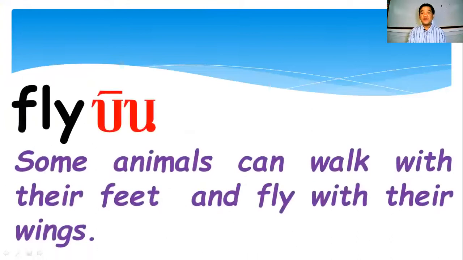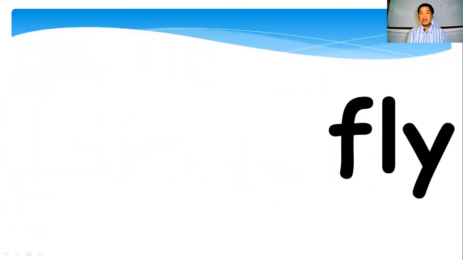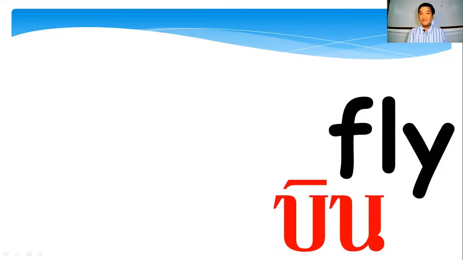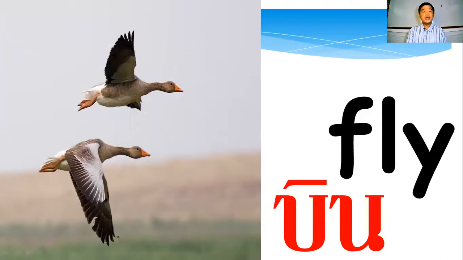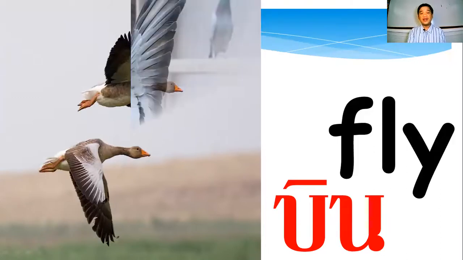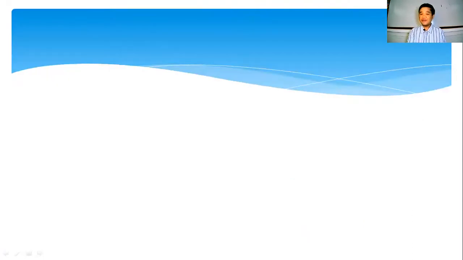So we have also fly. What are those animals able to fly? Remember, the animals are able to fly because of their wings. And what are those examples of animals able to fly? Again, animals are able to fly because of their wings. We have here the duck or even the pigeon. Because they have their wings, they can fly.